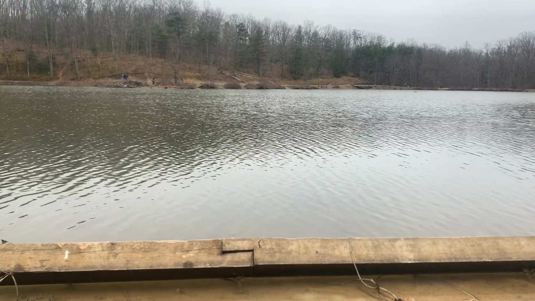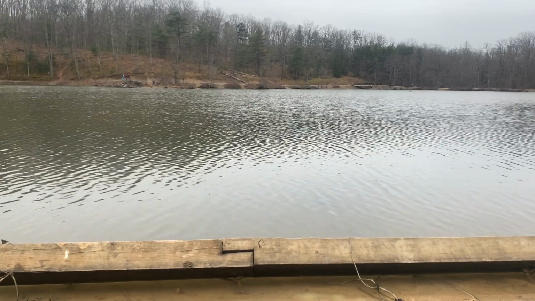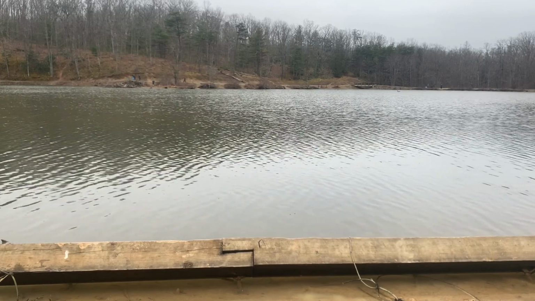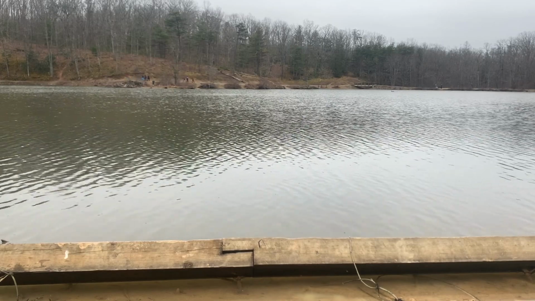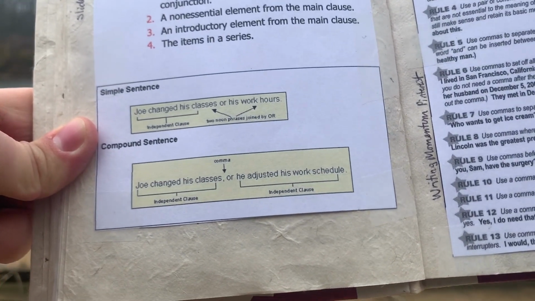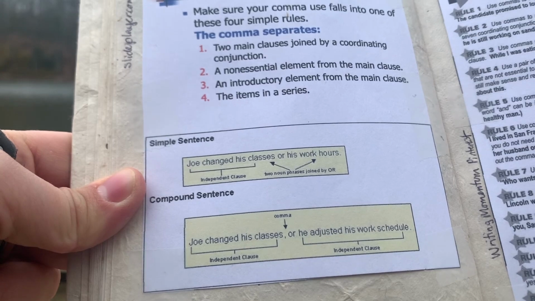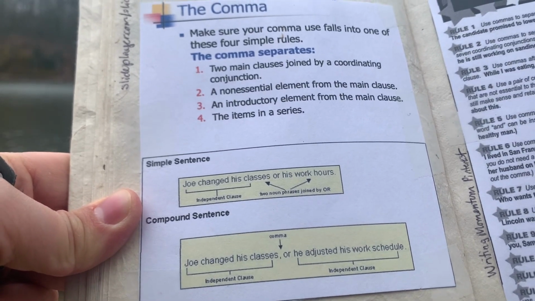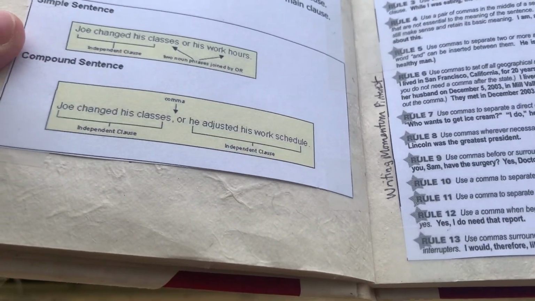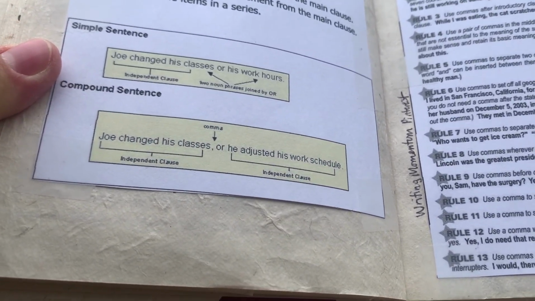So a simple sentence would be Joe changed his classes or his work hours. A compound sentence would be Joe changed his classes, comma, or he adjusted his work schedule. So you see we have Joe changed his classes. That's an independent clause. 2 nouns, noun phrases joined by or his work hours. But then we have a comma here.